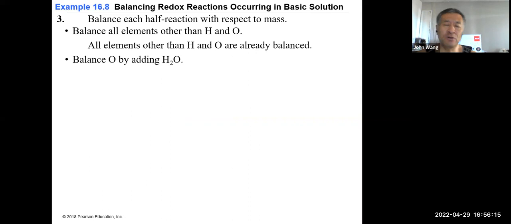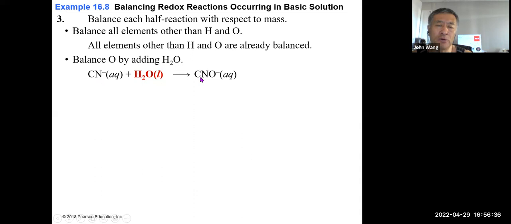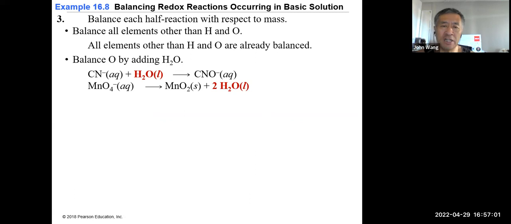So for this one, highlighted in red, water is what we add. Before we add this water, we know we have a carbon and a nitrogen, and they are both balanced. One carbon on the left, one carbon on the right, one nitrogen on the left, one nitrogen on the right. Except there is one oxygen on the right. We don't have oxygen on the left, so we add one water. One water is one H2O. So therefore you will have one oxygen on the left and also one oxygen on the right. All right, so we balance the oxygen. Then later on, we will balance the hydrogen.